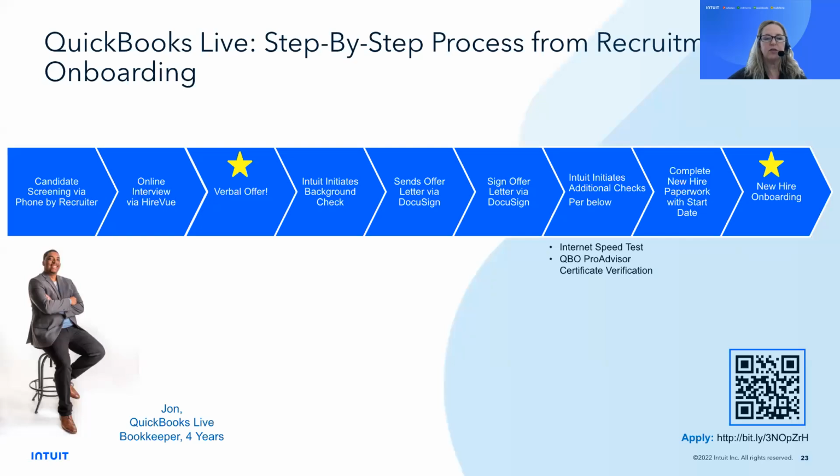Once all the checks have been successfully completed, you will receive an email with access to the Intuit Export Portal, our candidate portal. This is where you will complete additional new hire paperwork, such as your I-9 and W-2 information. We'll ask you to provide your shipping address in order for Intuit to send the following equipment, which will arrive on your scheduled first day.